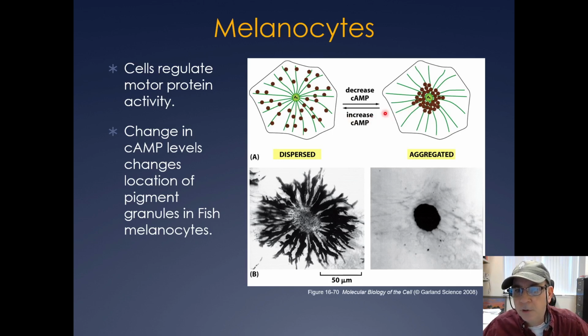Okay, so sometimes you'll have plus end directed motors moving them outward, or minus end directed motors moving them inward, and you have the changes in cyclic AMP that help regulate it. And here are two images where these pigment vesicles are either dispersed or aggregated in the center. Okay.